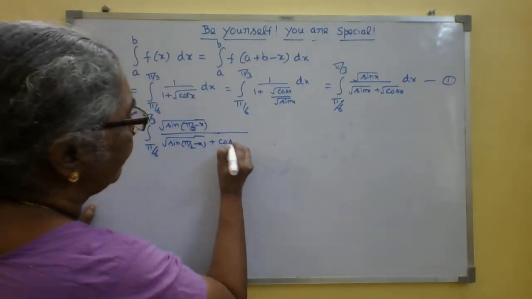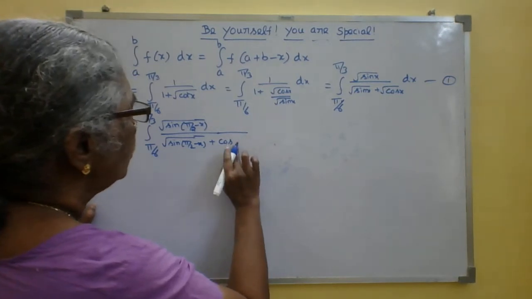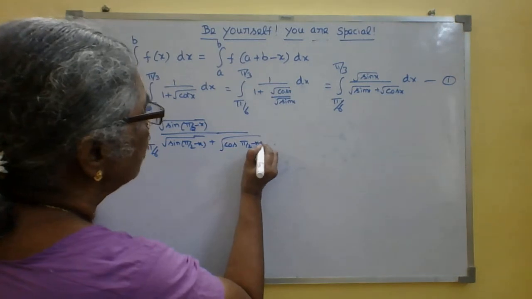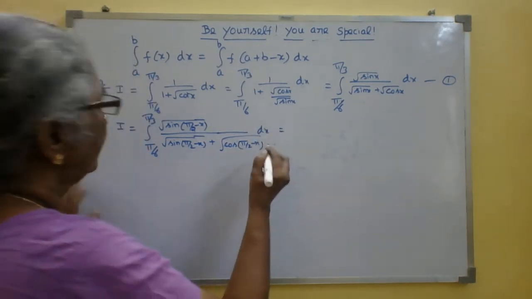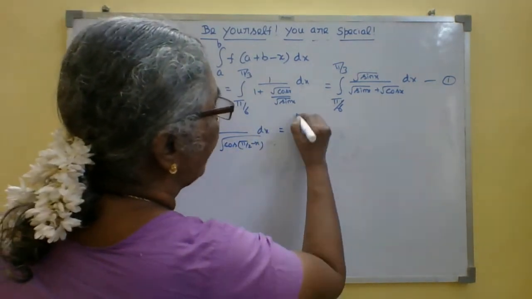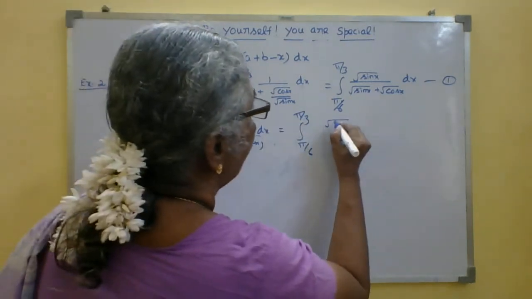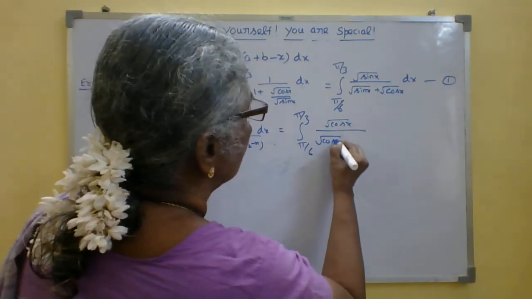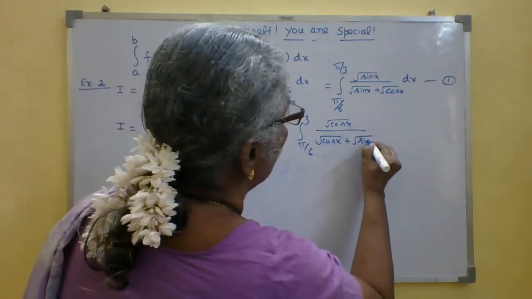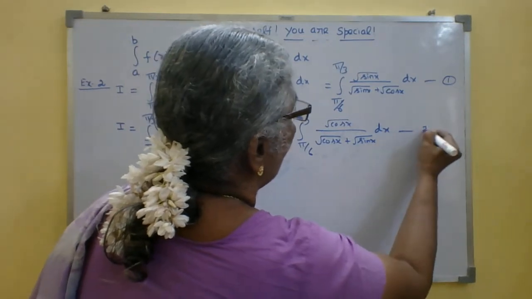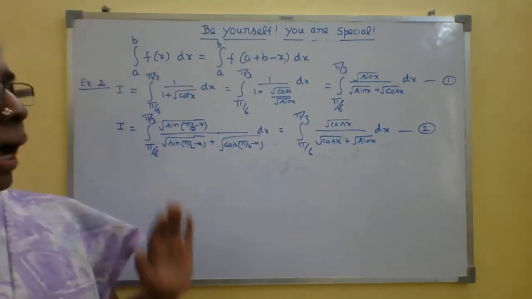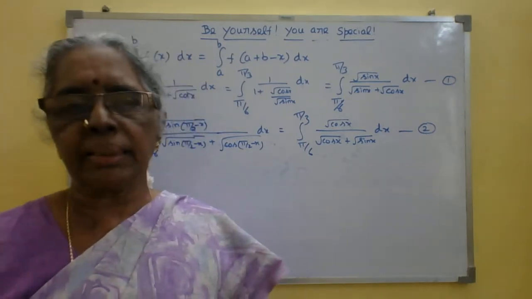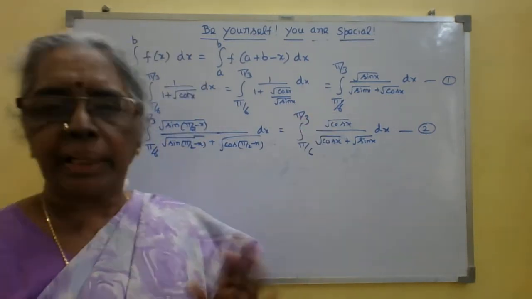plus the next term will become root cos(pi/2 minus x) dx. So now we will be getting the integral from pi/6 to pi/3. The numerator will become root cos x, and the denominator: the first part will become root cos x, the second part will become root sin x, dx. Call this as 2. So after applying the property, wherever we got root sin x, that became root cos x, and wherever we got root cos x, that became root sin x.